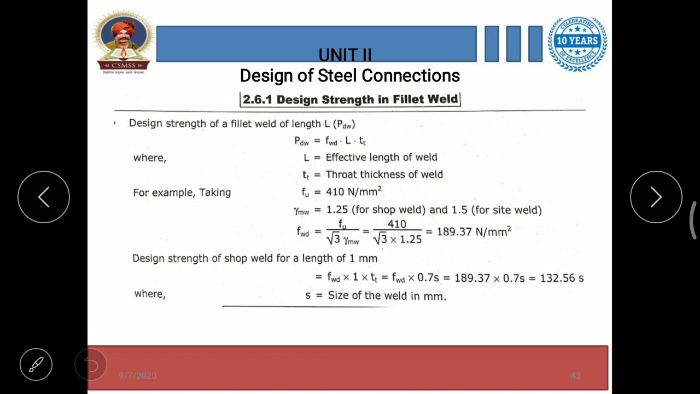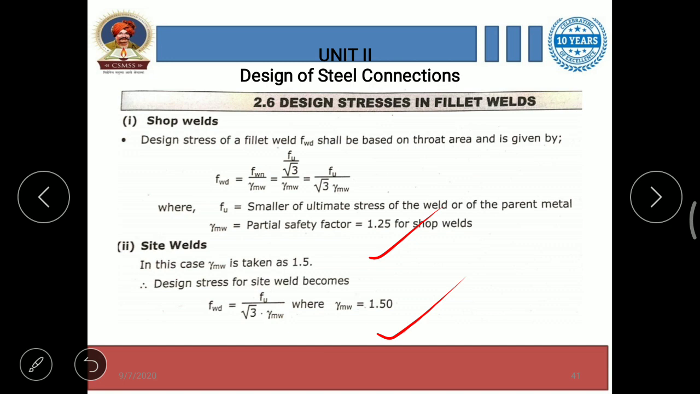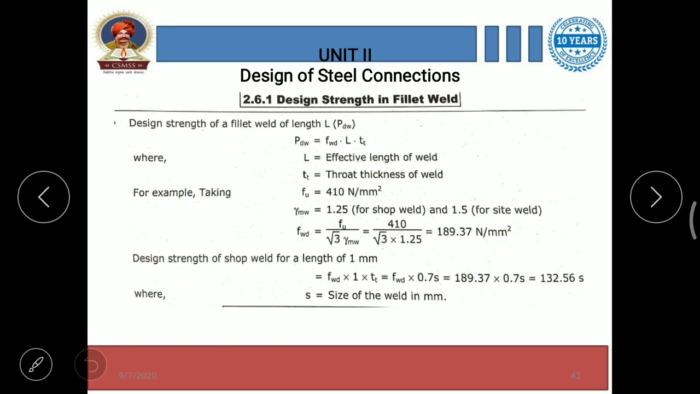Now we have already calculated the value of FWD, and L and TT will be mentioned in the statement. FWD will not be directly given, that FWD we have to calculate from the shop weld or site weld mentioned in the statement. That we have seen in the previous slide. From this we have to calculate FWD, and then PDW is calculated from this formula. This formula you have to remember.